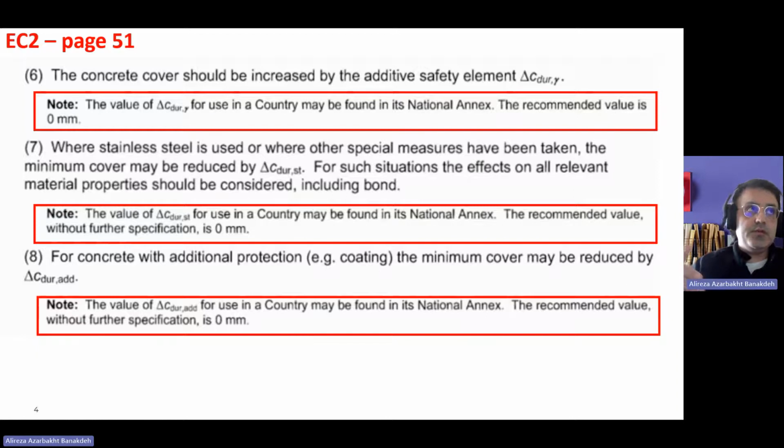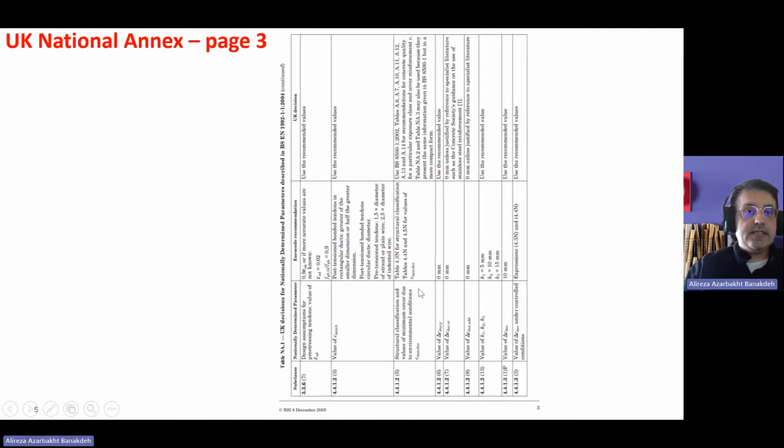So I already put the UK National Annex, which is a complementary form of information to Eurocode 2. You can find it on Moodle in the resources and materials section. If you go there, this is coming from UK National Annex page 3. You will see that the first column is rotated by 90 degrees for publication purposes.